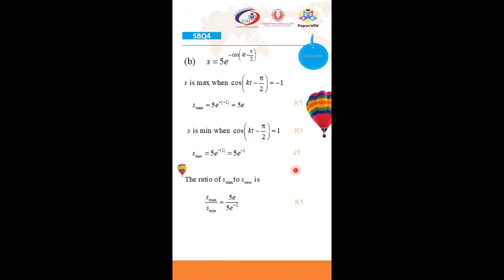And then we divide to find the ratio. Remember the ratio is about dividing, so we divide maximum by minimum. So 5e over 5e to the power of -1. So we divide, 1 mark. And then the answer, which is e squared, is another mark. So total 5 marks for part B here. So for those who cannot answer part B, read very carefully how we solve this part B. Okay, so this is how we solve.